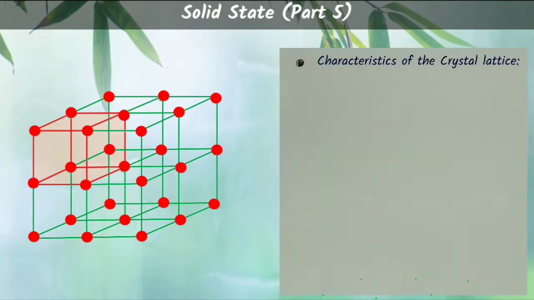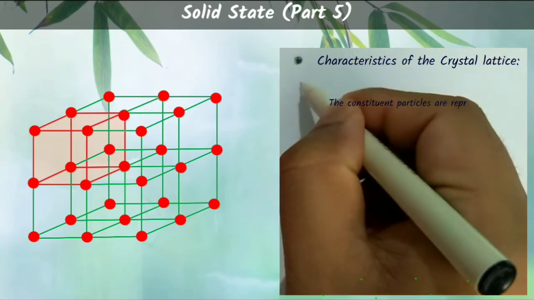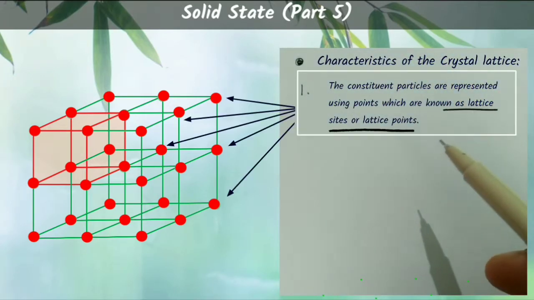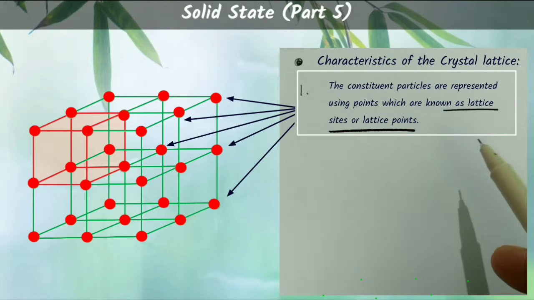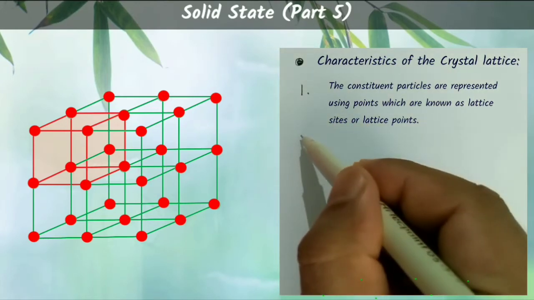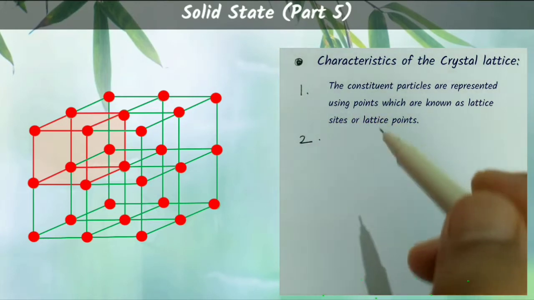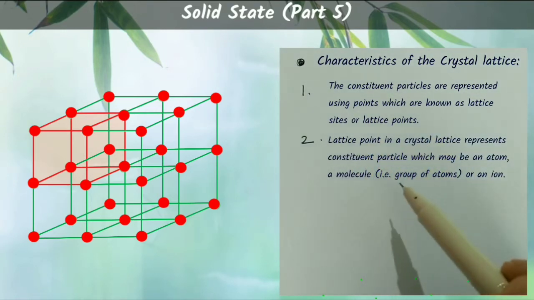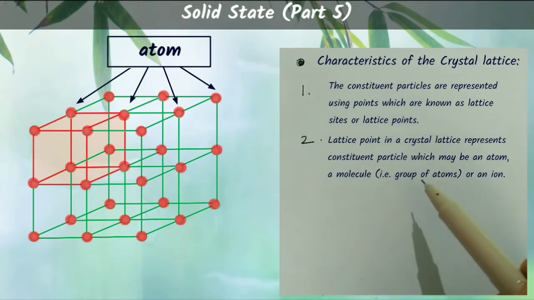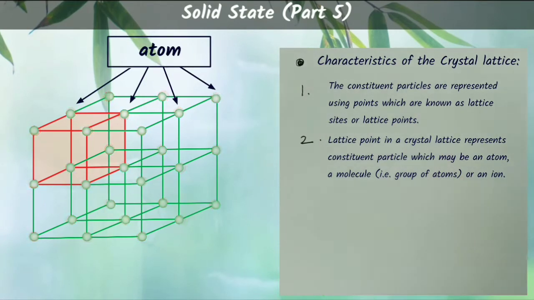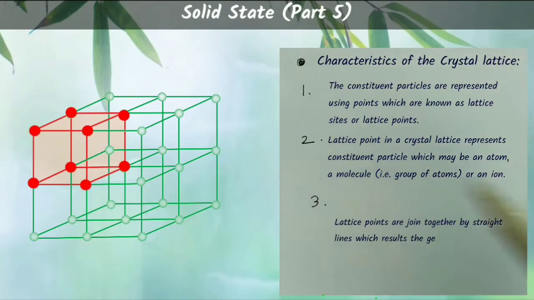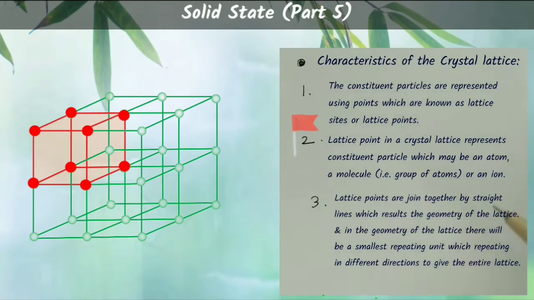Okay, so at first the constituent particles are represented using points, and these points are known as lattice point or lattice site. Second characteristic is already known to us. According to this characteristic, each lattice point in a crystal lattice represents one constituent particle, which may be an atom, a molecule, that is a group of atoms, or an ion. Third characteristic is very important as it gives the definition of unit cell.